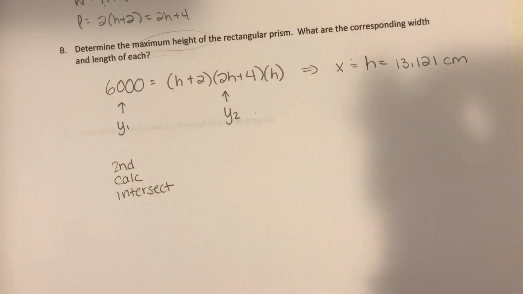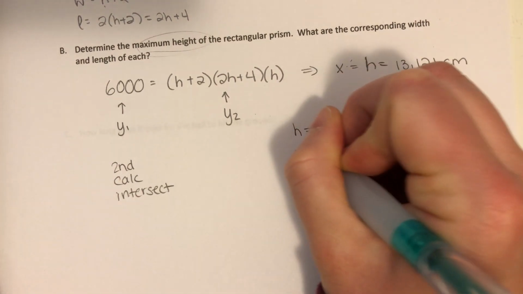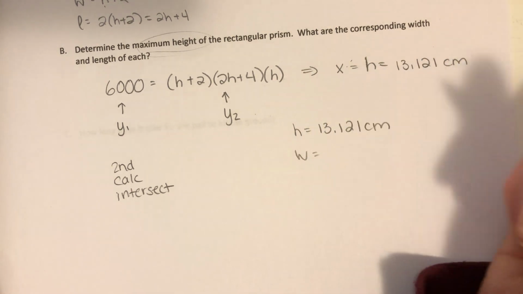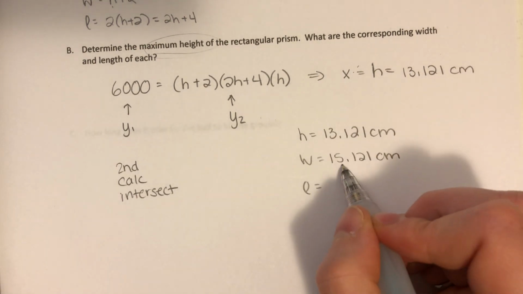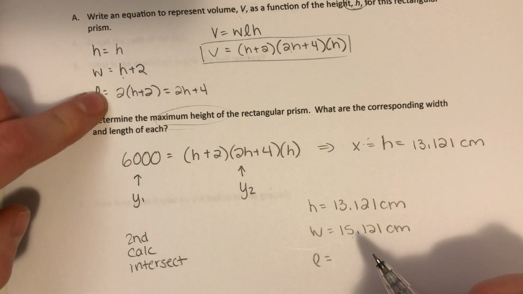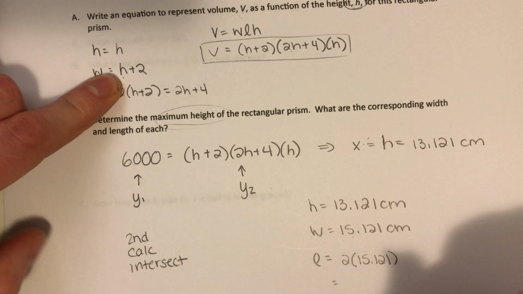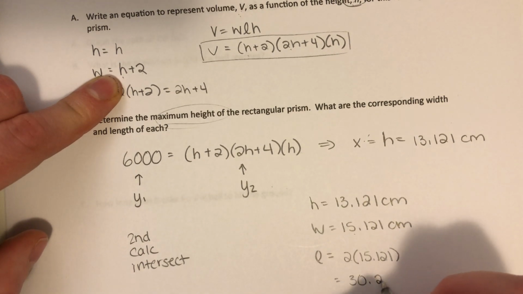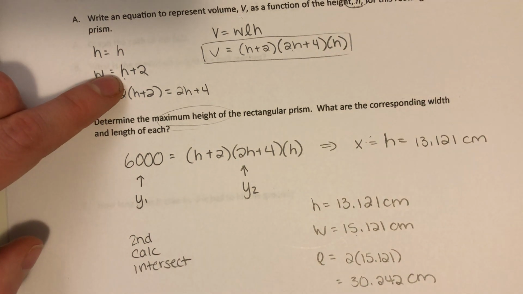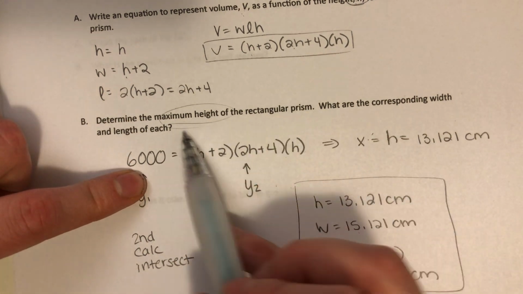Okay, so what that means is that if height is 13.121 centimeters, then width is going to be this plus 2, so 15.121 centimeters. Then length is going to be double that guy. Remember, the length is double my width, so it's going to be 2 times the 15.121, which is just going to give me 30.242. Okay, so that's the width, height, and length of this thing. So that's like what it asked me.